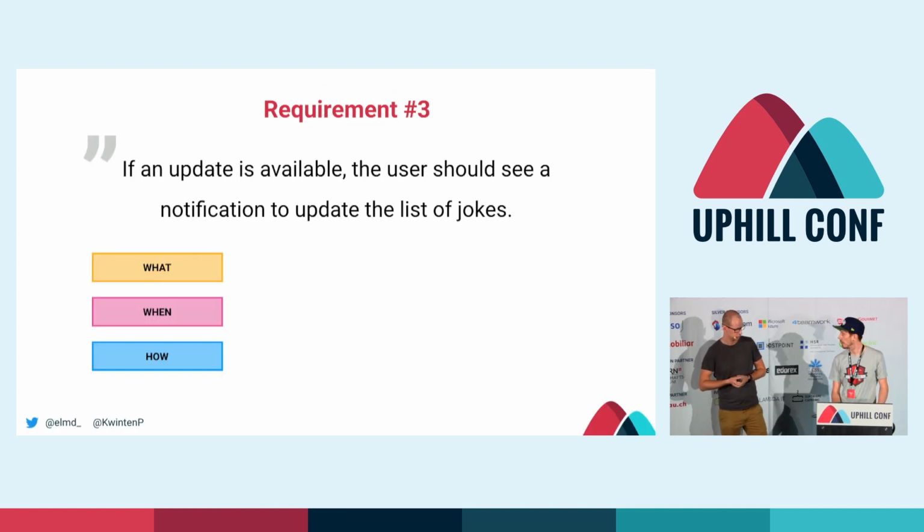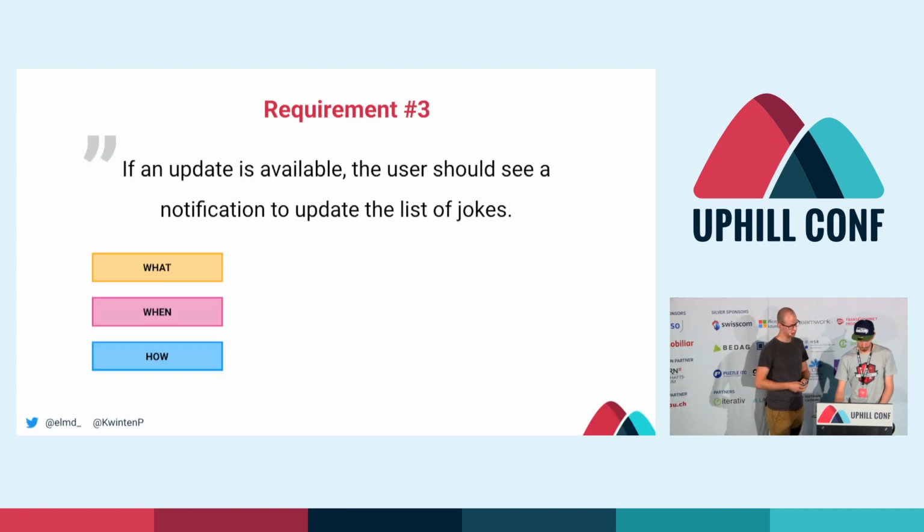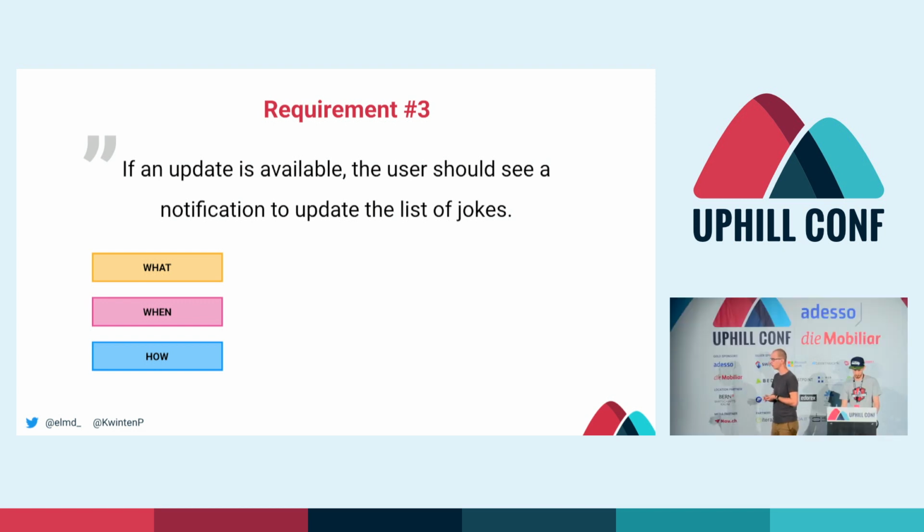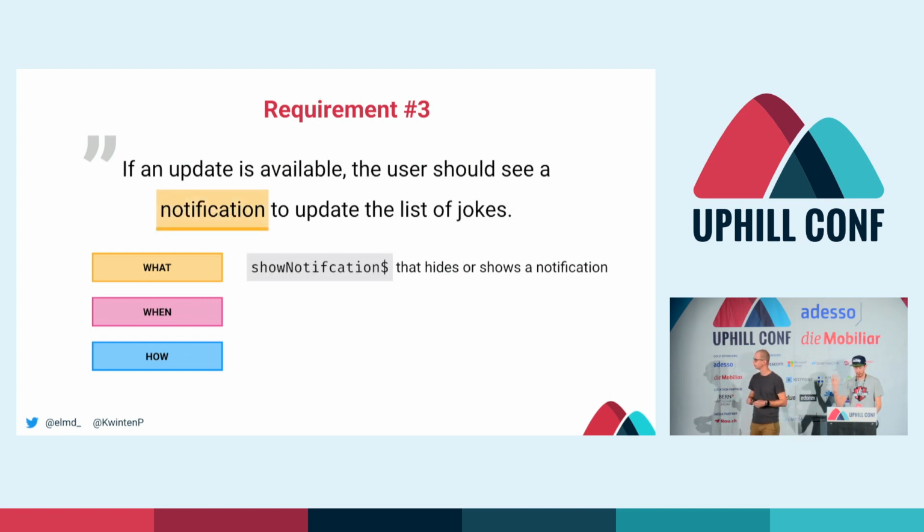Okay, next requirement. If an update is available, the user should see a notification to update the list of jokes. And we only want to show it when there is an update, right? So define the what, when, and how. As you can see, this is very repetitive. But we also learned from Andre that our brain is a muscle, so we have to train it. We're just going to repeat this process so that it actually sticks. The what here is a show notification stream, maybe, that shows and hides notifications.